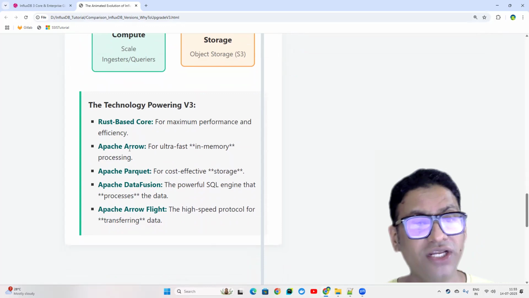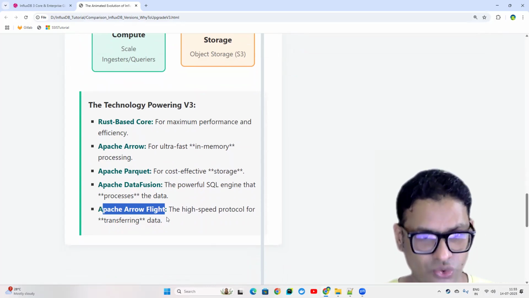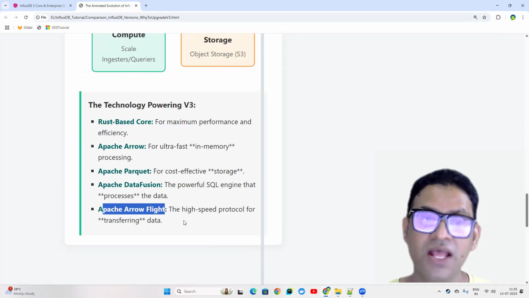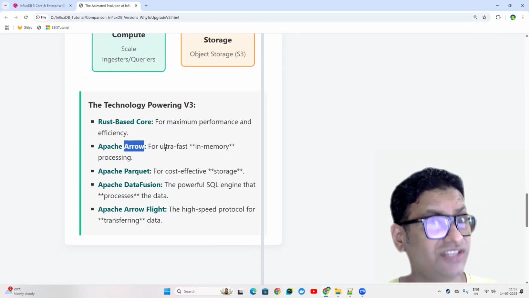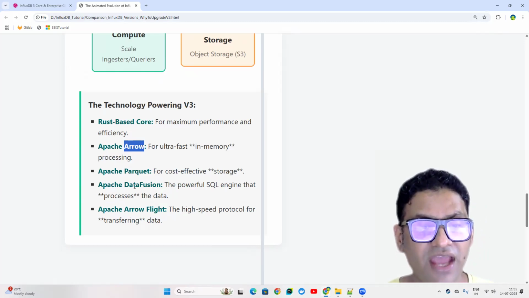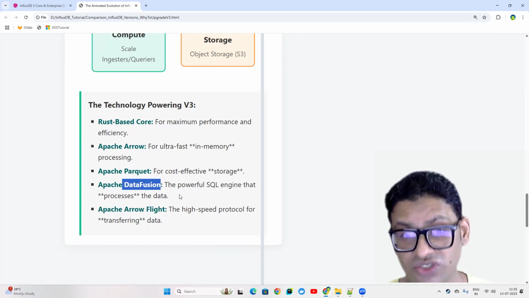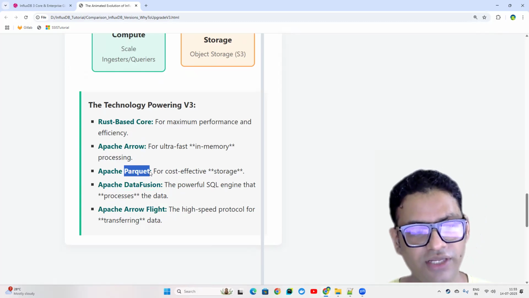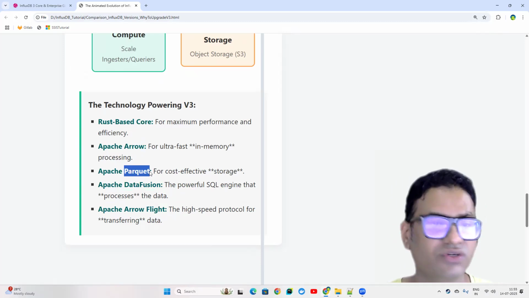So basically, what does it mean? F stands for Apache Arrow Flight, which is one of the Apache open source components which provides a high speed protocol for transferring the data. Then we have Arrow, which is actually ultra fast in memory processing. Again, we need that. Then we have DataFusion, which is a very powerful SQL engine through which it processes the data. And this Parquet format, which is getting a lot of popularity among data analytics when it comes to storing semi-structured and unstructured data.